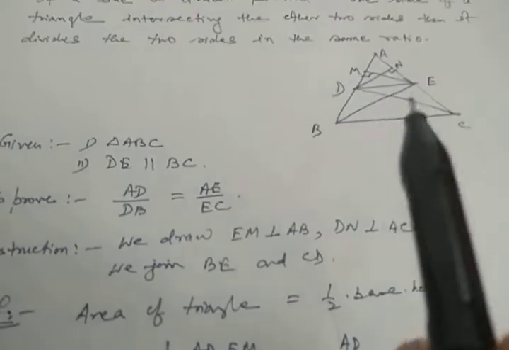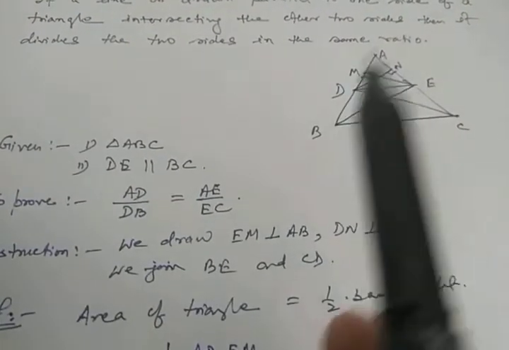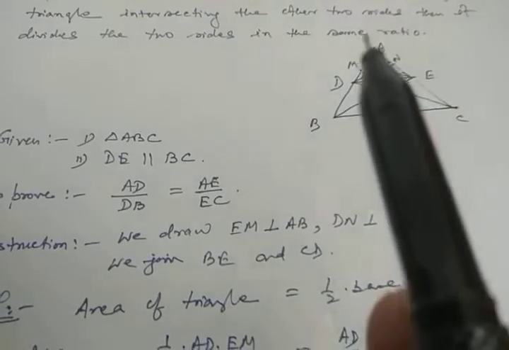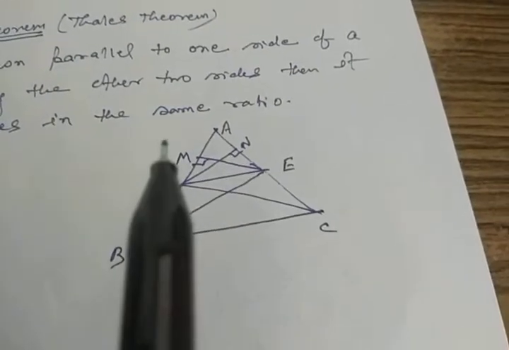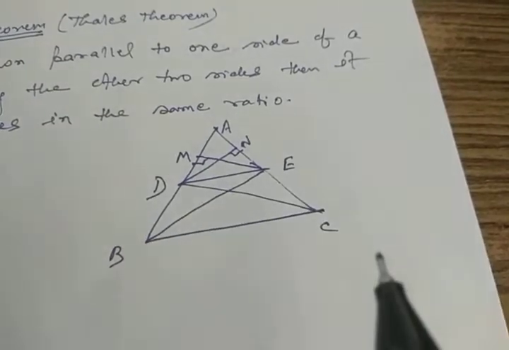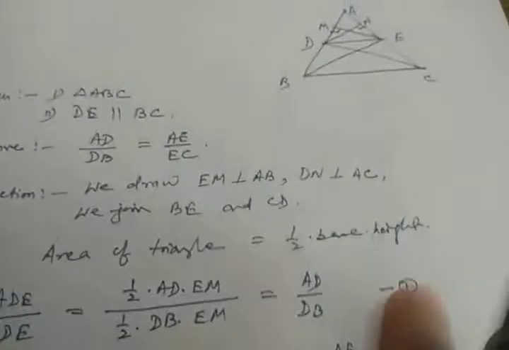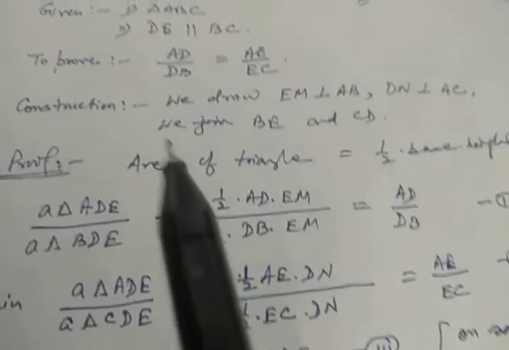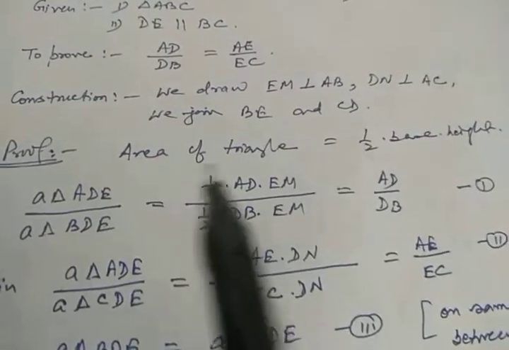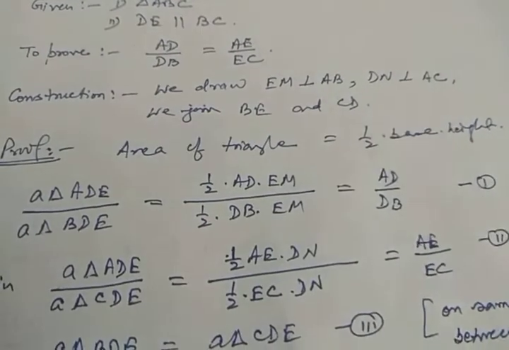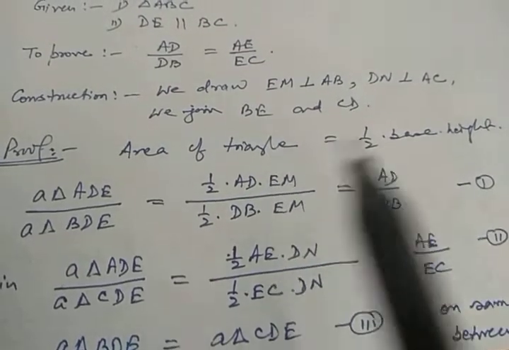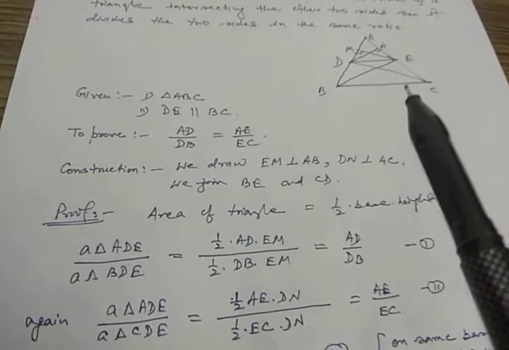To prove this part, we draw perpendiculars: EM perpendicular to AB and DN perpendicular to AC. Just see, EM is perpendicular to AB and DN is perpendicular to AC. And also we join BE and CD. Now we use the proof. Learn the proof. Area of a triangle is how much? Half into base into height. We will use this result. So you can look at the figure also.